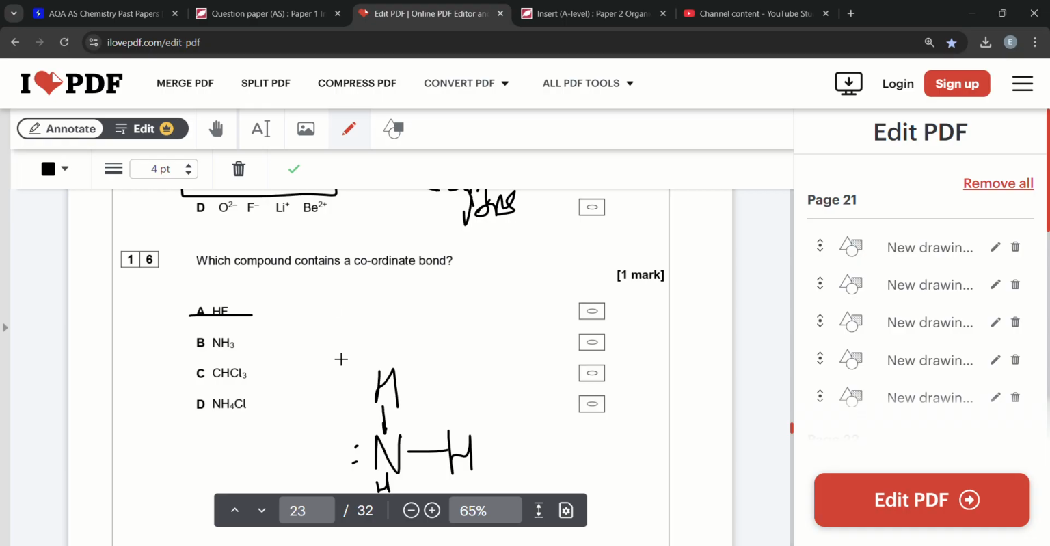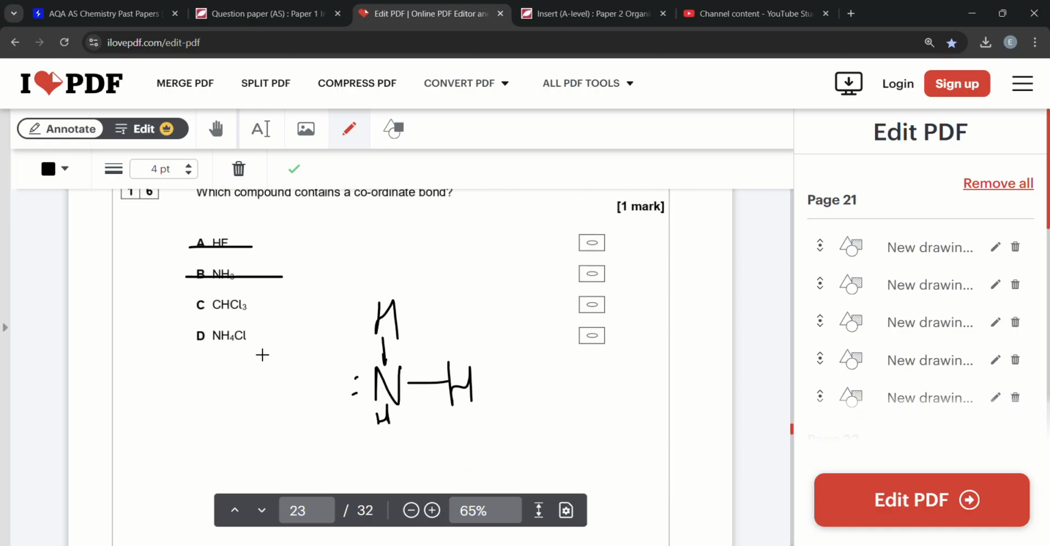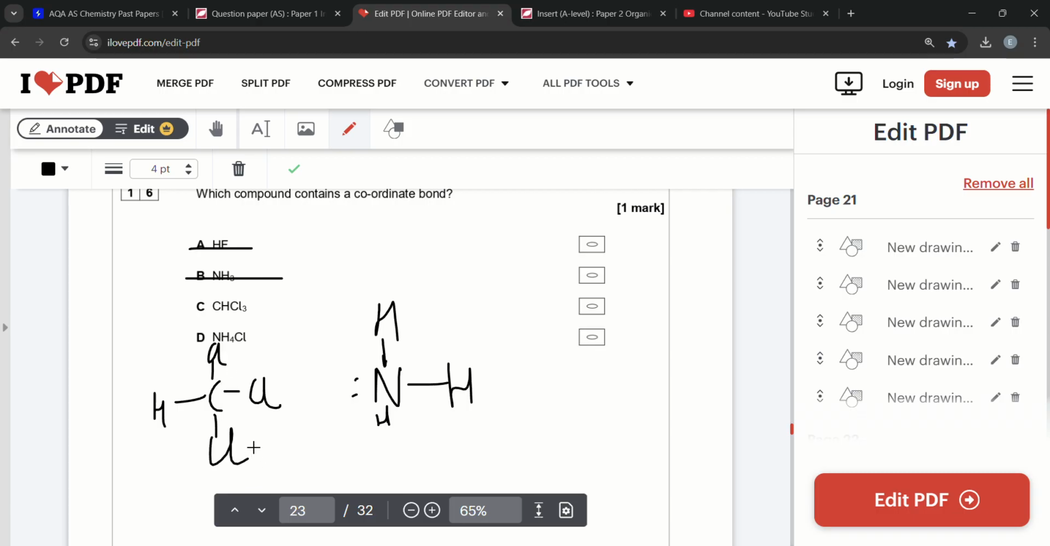It can definitely make one. It's not containing it. CHCl3, CHCl, Cl, Cl, Cl. No. NH4Cl. Yes, definitely.